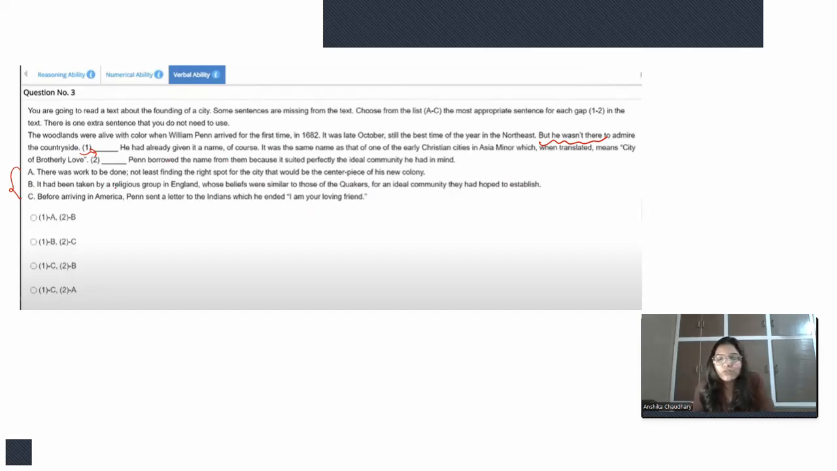So by countrysides, there was work to be done. That means there was some work, there was some purpose to be fulfilled, right? Not least finding the right spot for the city, that would be the centerpiece of the new colony.